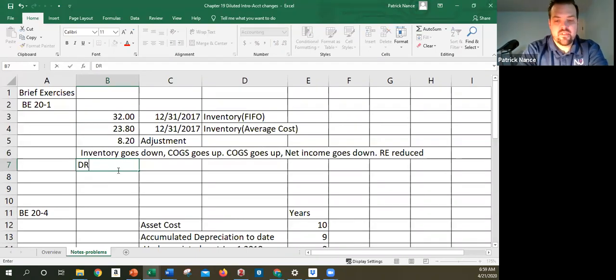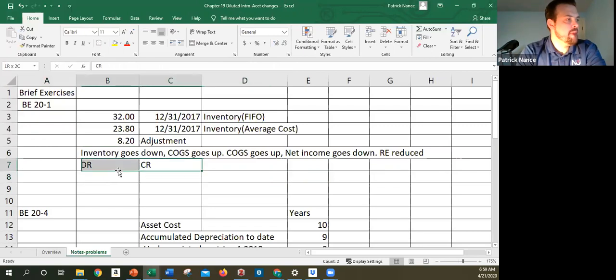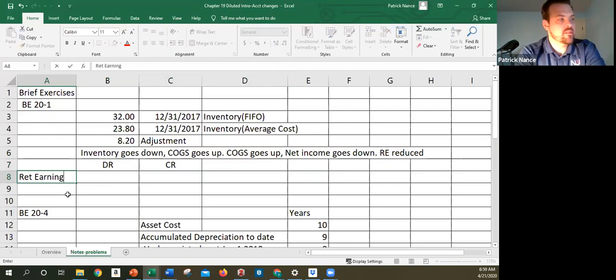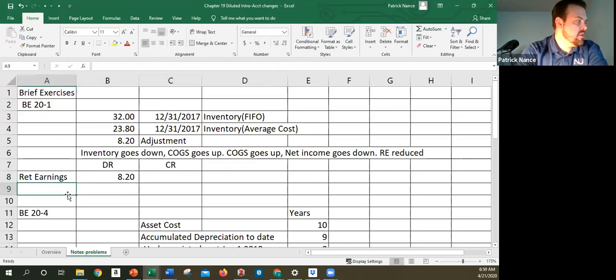So for the journal entry here, our debit and our credit, we would debit retained earnings for 8.2 million, and we would credit inventory for 8.2 million.